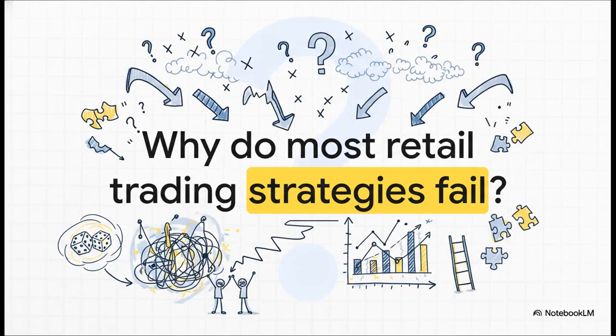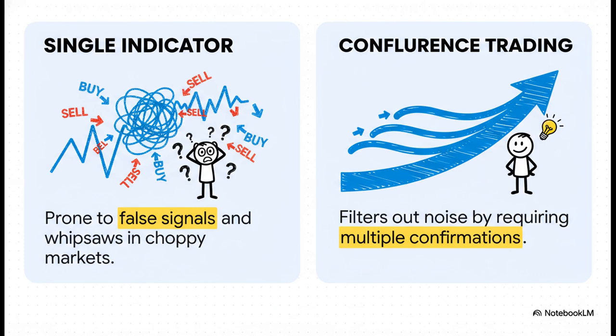So let's kick things off with a question that I bet a lot of you have asked yourselves at some point. Why do so many of the trading strategies out there just fail? It's a huge frustration, and it's really easy to start feeling like making it in the markets is just a roll of the dice. At the end of the day, it really boils down to a fundamental choice in how you approach things. Are you just relying on one single, isolated indicator? Because that path is often just filled with false signals, especially when the market gets choppy. Or are you using confluence trading, a method that's literally designed to filter out that noise by demanding that multiple, independent signals all line up before you even think about placing a trade?